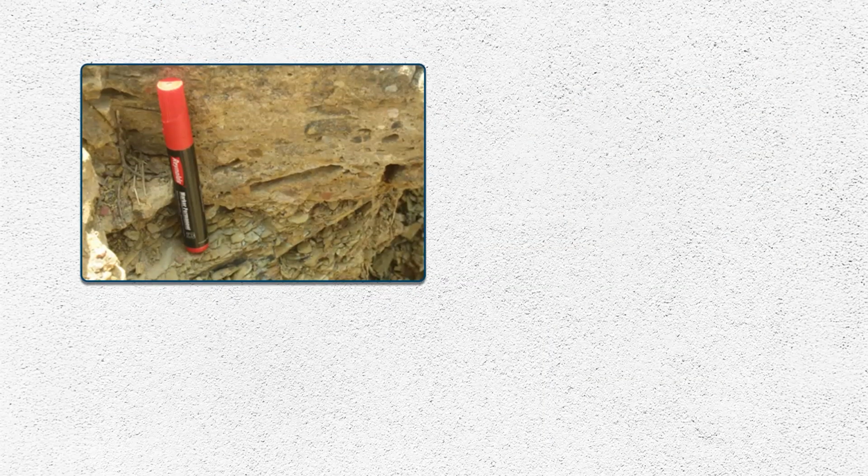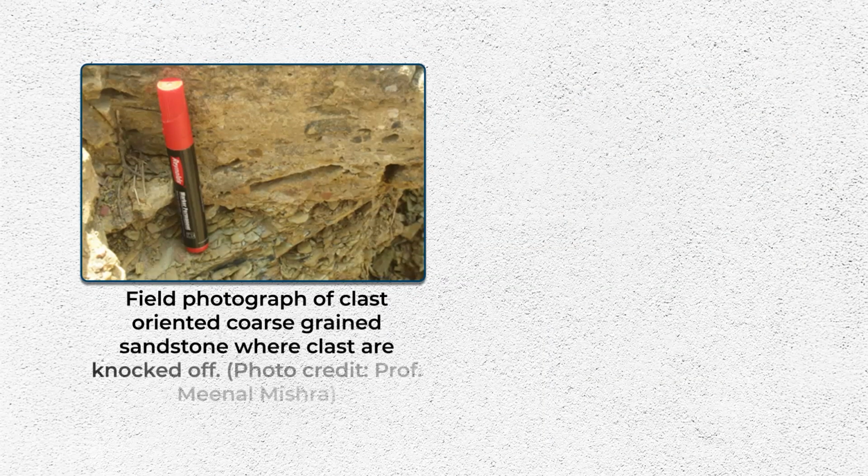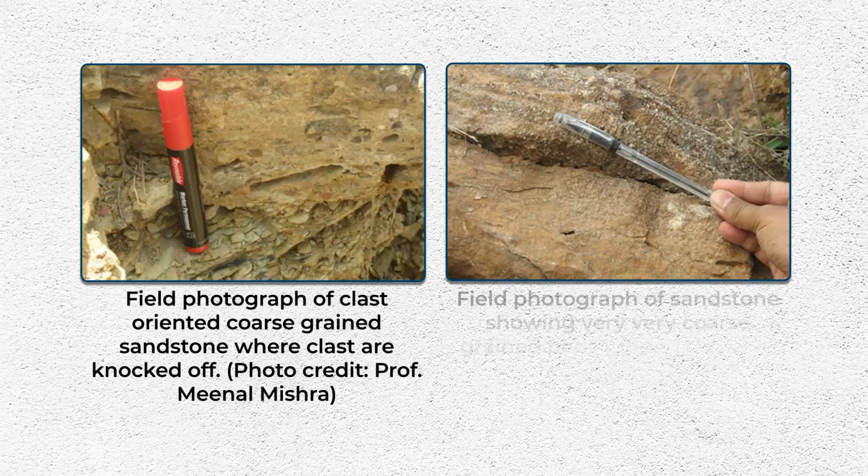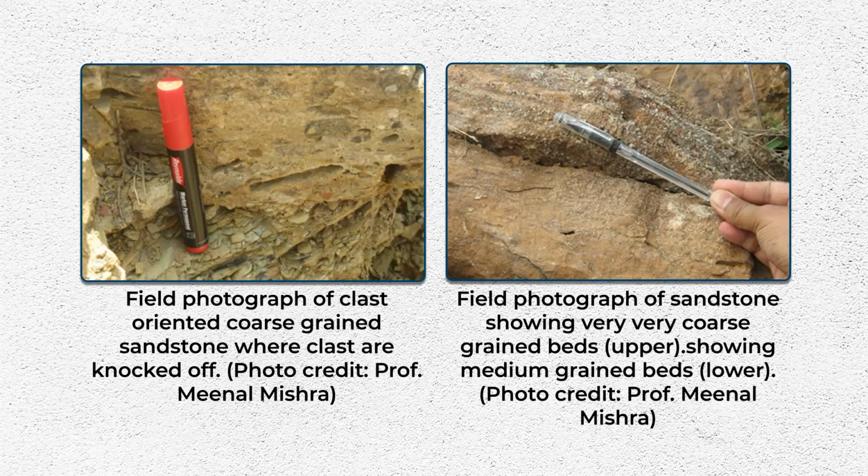Another field photograph showing coarse grained sandstone where clasts are knocked out of it. And a field photograph of sandstone showing very coarse grained beds. On the upper side you can see a very coarse bed, while the medium grade is on the lower side. The pen is writing on the coarse grain, and the lower side is a medium grade.